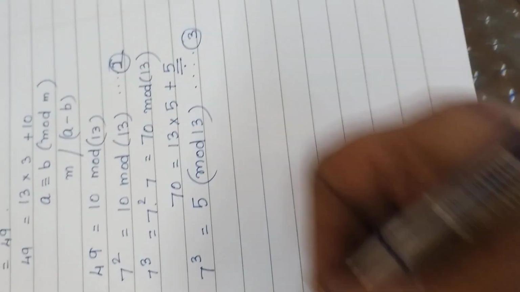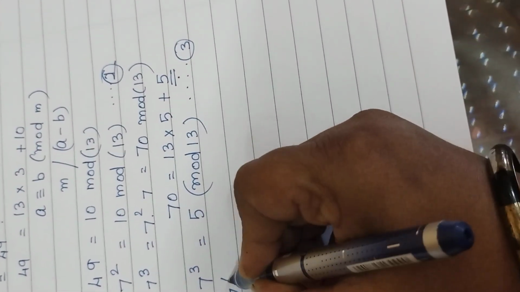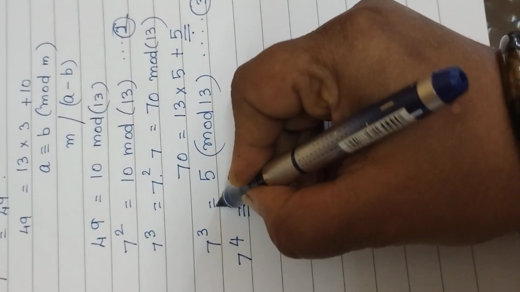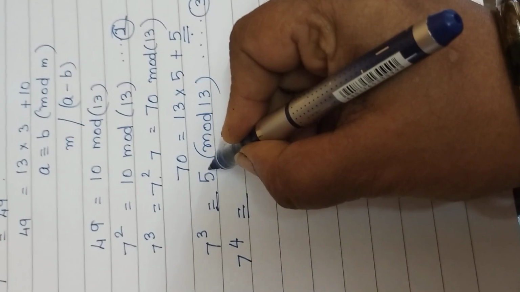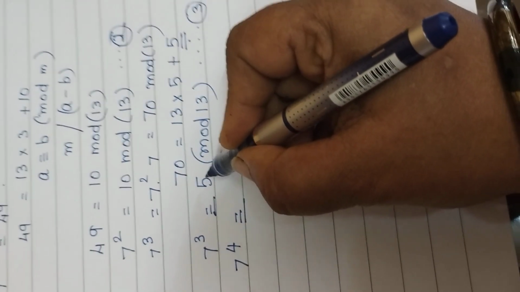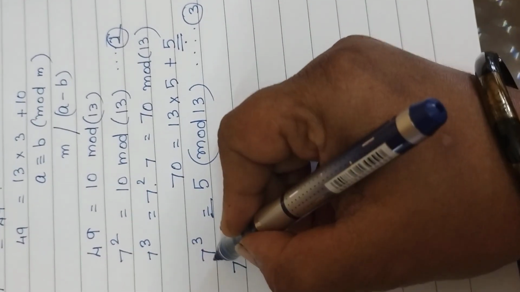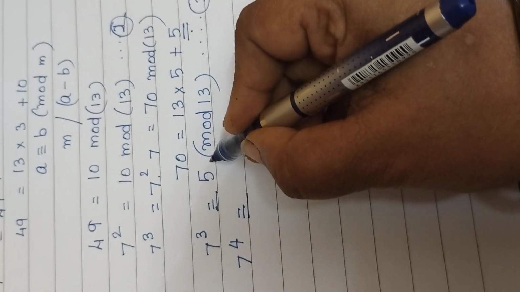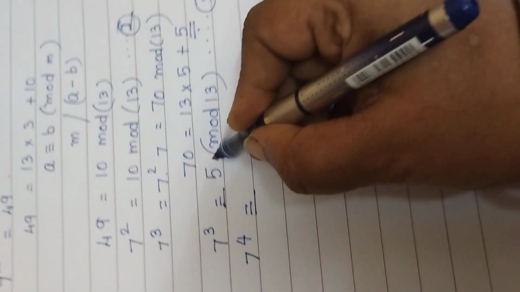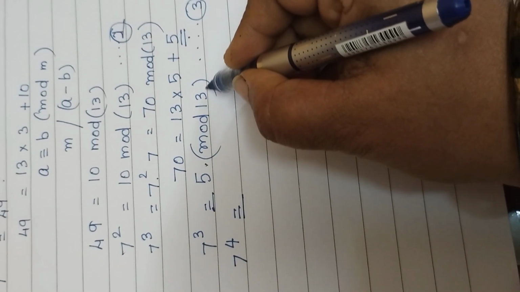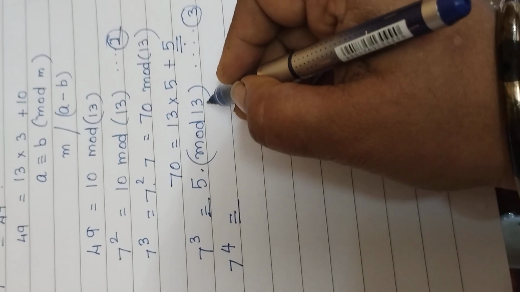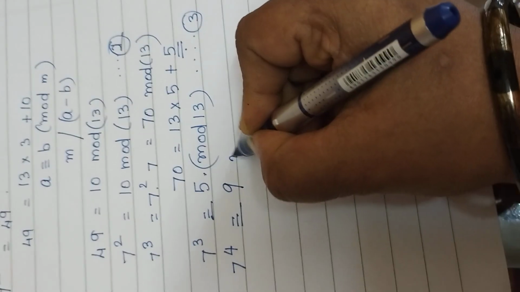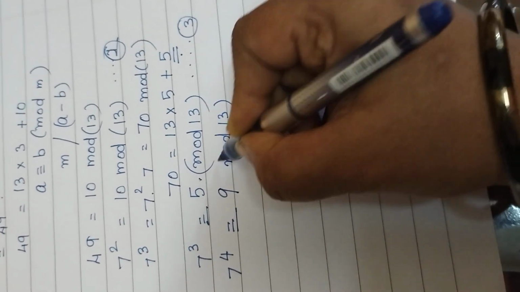Then I am moving similarly to the fourth equation. So 7 power 4 should be congruent to, I am multiplying this by 7, which will be 35. So here also I am multiplying by 7, which is taking me to 7 power 4, and here also I will have to multiply by 7, which is 35. So 35, if I divide it by 13, 26. So 35 minus 26 will give me 9, which is 9 modulo 13.